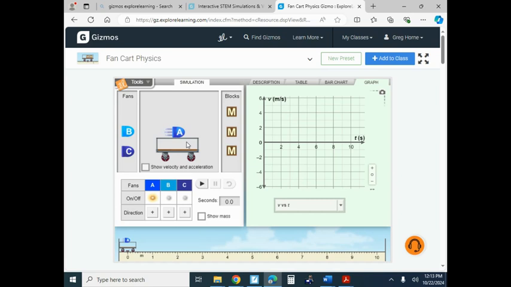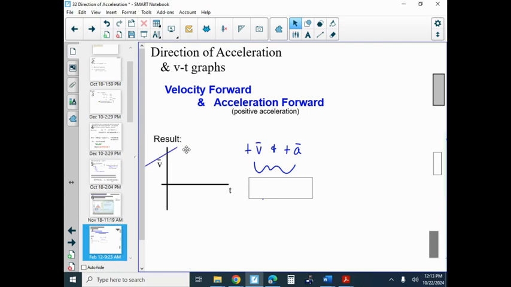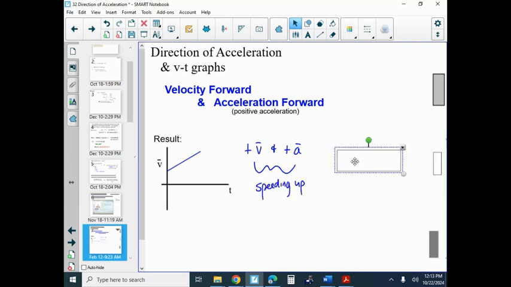So it's going to be constant acceleration. And so we can just press play and see the kind of graph we get. Okay, so it just goes down and stops. So this is, of course, the result, where we have velocity forward and acceleration forward. And of course, we can tell it's speeding up, right?